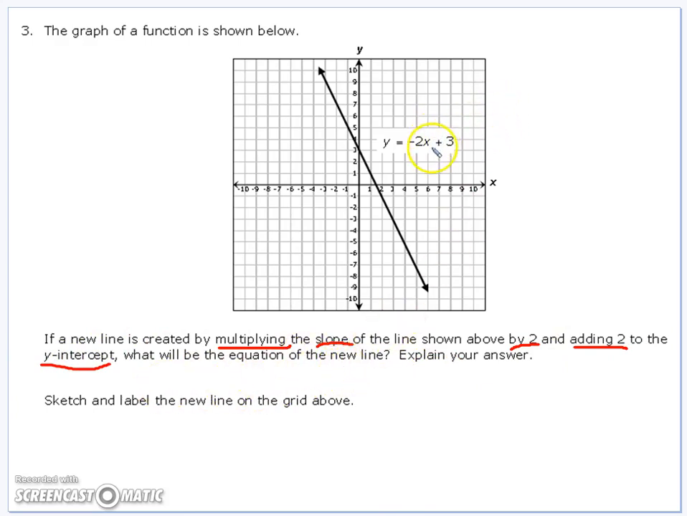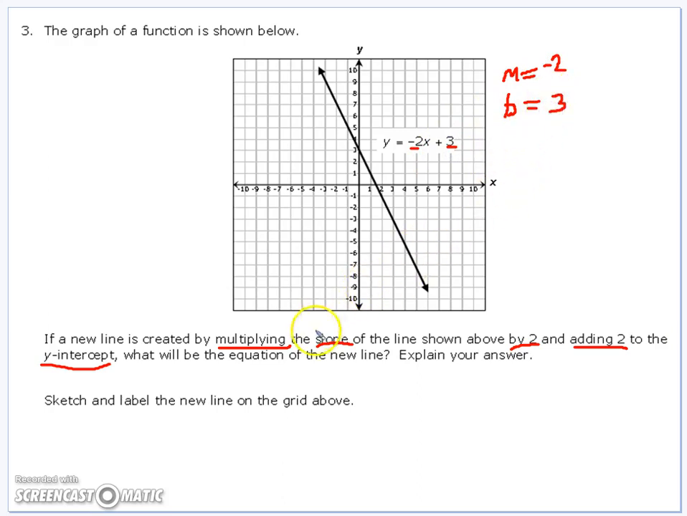Here we've kind of been helped out. We've already been given the equation of the original line, so we just need to identify what our m and b are for this equation. Since it's y equals mx plus b, the m is always the coefficient of x, so we know that the m here is negative 2. And our y-intercept is the constant being added, so our y-intercept here is 3.